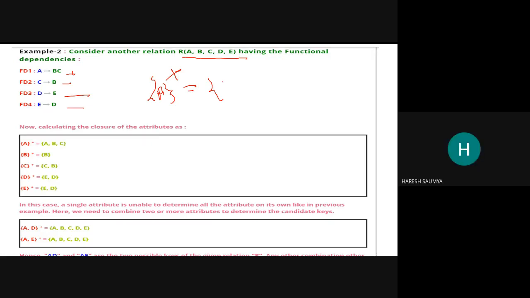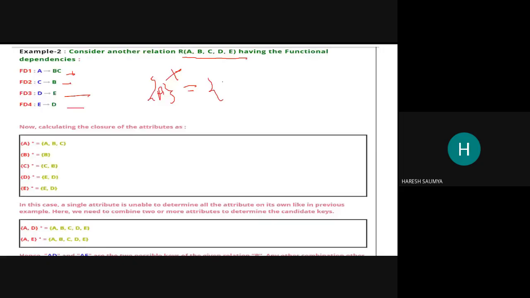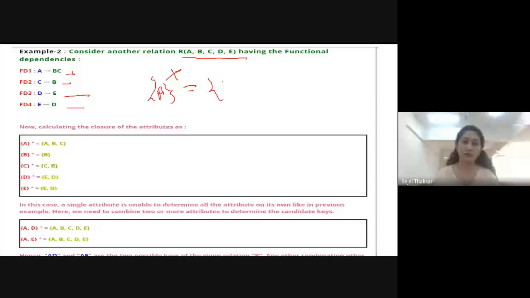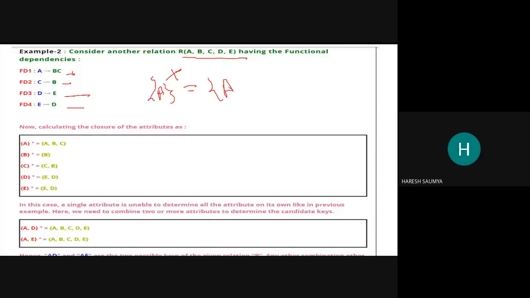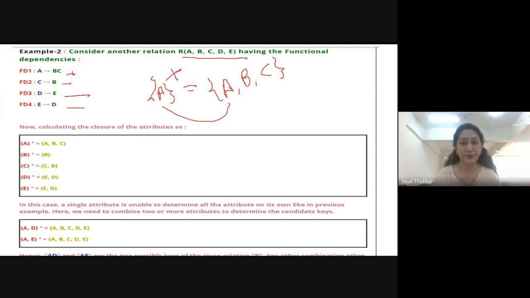A, B, and C. Ma'am, 144, ABC. How ABC? Ma'am, A is dependent on B and C, where B is dependent on itself, and C is dependent on C and B. Okay, A itself will come, right?